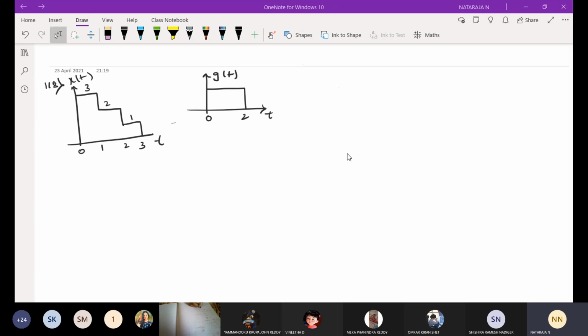What is the standard equation you are going to use for g1 of t, g2 of t and g3 of t?